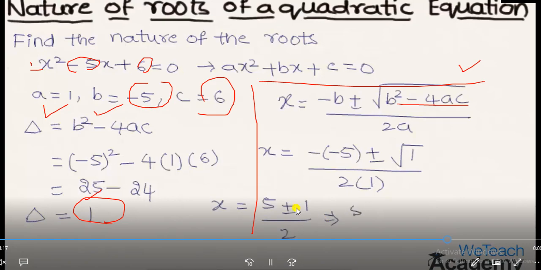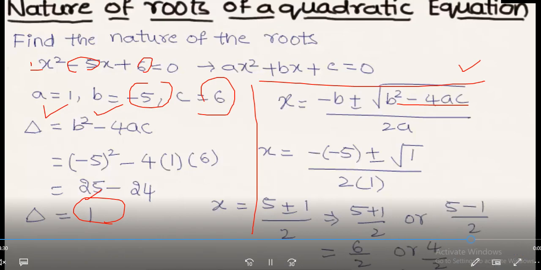So 1 upon 2. Now on taking plus and on taking minus, we will get two roots. When we take plus, we get 5 plus 1 upon 2, and when we take minus, we get 5 minus 1 upon 2. So what do we get here? 6 upon 2 and next 4 upon 2. So the two roots are 3 and 2, cancelling it out. The first root is 3 and the next root is 2. So just now we said that two distinct and real roots are there.